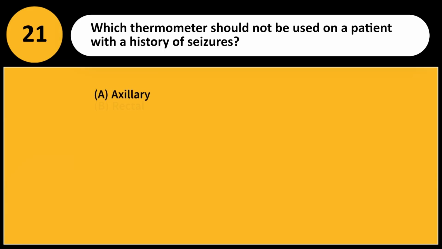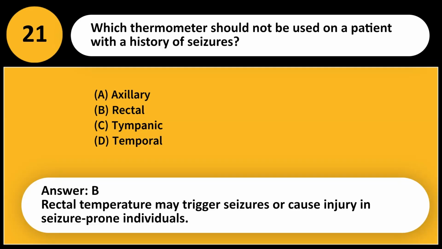Which thermometer should not be used on a patient with a history of seizures? A. Axillary. B. Rectal. C. Tympanic. D. Temporal. Answer B. Rectal temperature may trigger seizures or cause injury in seizure-prone individuals.